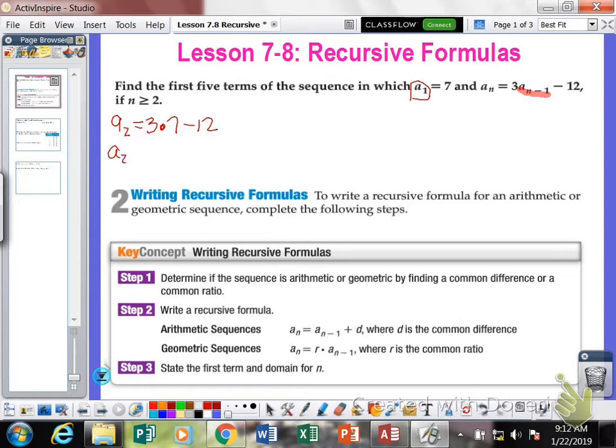So a sub 2 would be 21 minus 12, which would be 9.